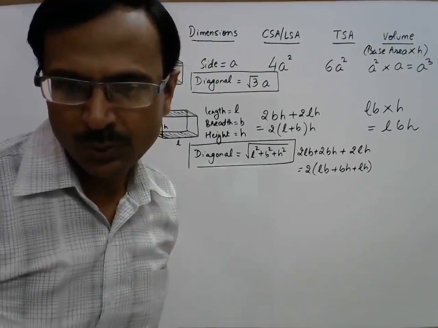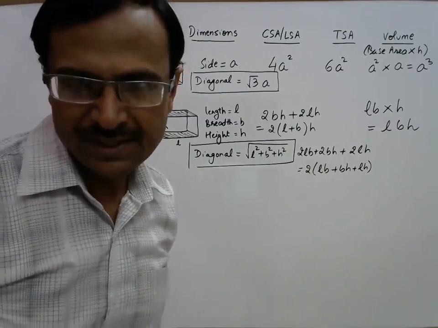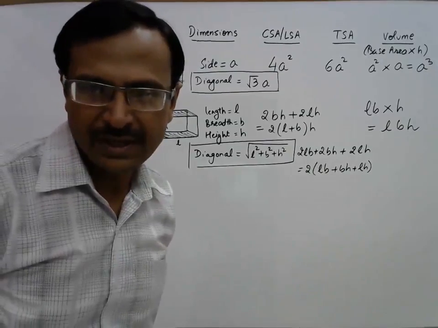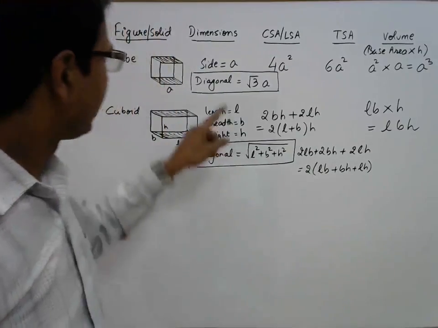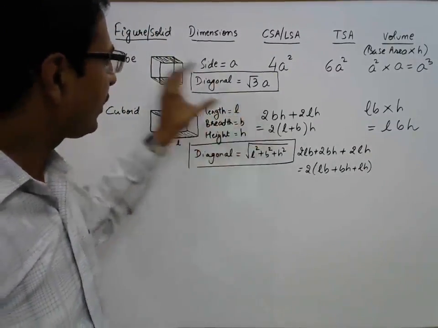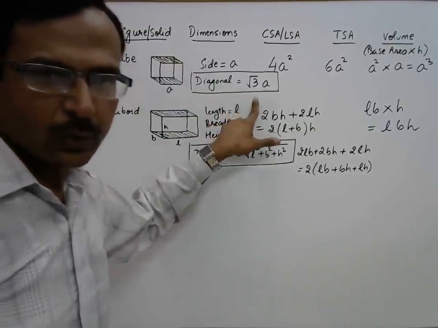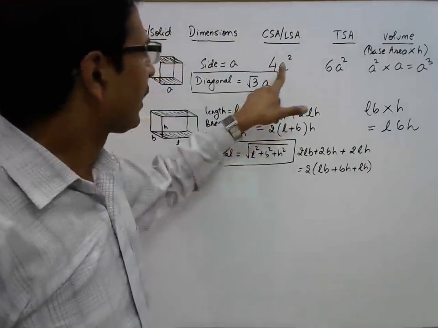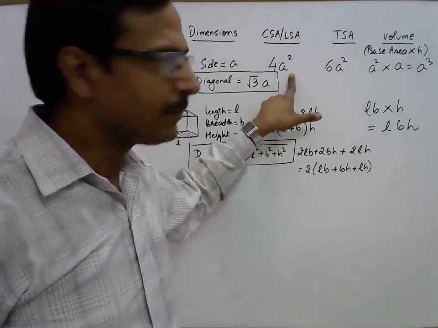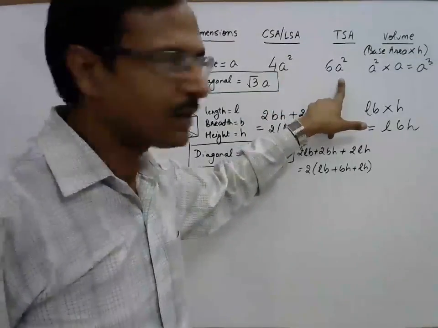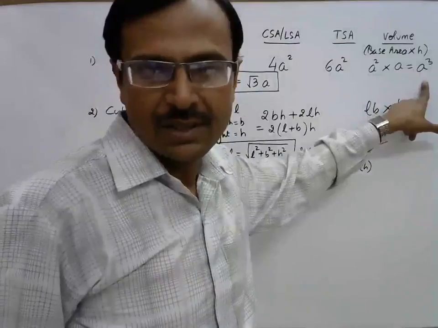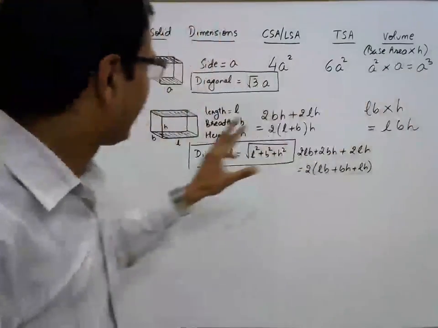Okay, I think there is no problem in these two formulas. Just a recapitulation: the diagonal of a cube is given by square root 3 times the side. Curved surface area 4a square. Total surface area 6a square. And volume is a cube.